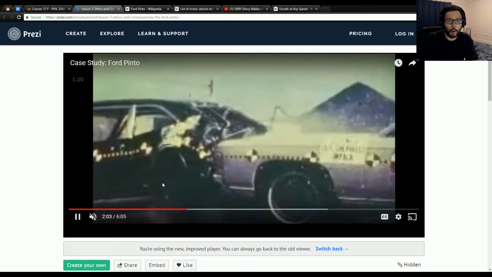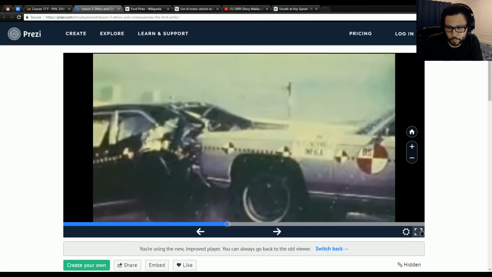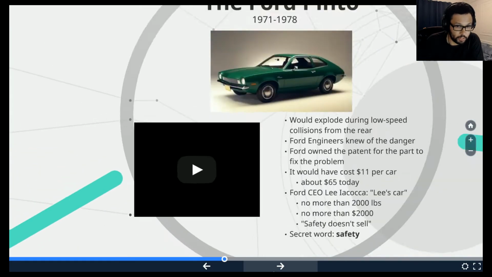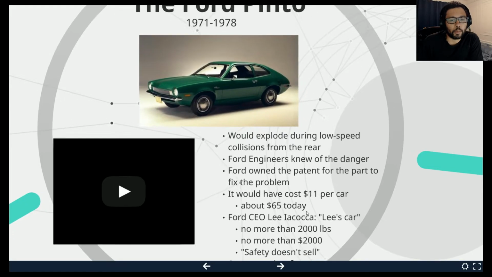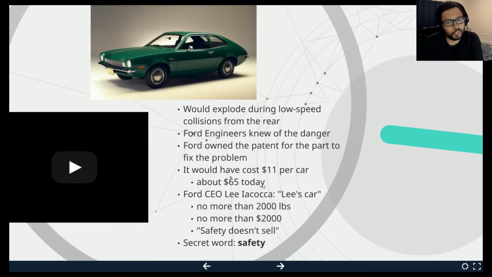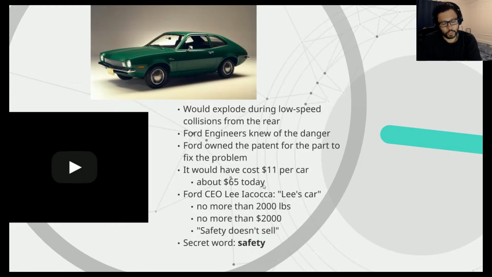So again, Ford knew about this problem. Their engineers were doing these safety tests, and they knew about it. Not only did they know about the problem, but they knew how to fix it also. In fact, they had a patent for exactly the part needed to fix the problem. It was just a little metal shielding, a plate that you put on the back of the gas tank, so that in a rear-end collision, especially at low speeds, the metal blocks the gas tank from being punctured.